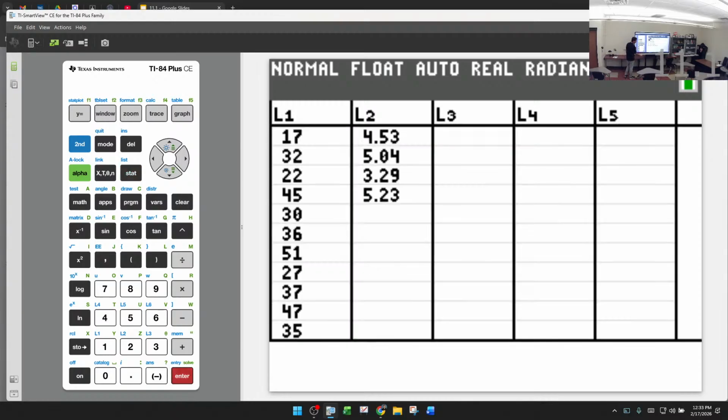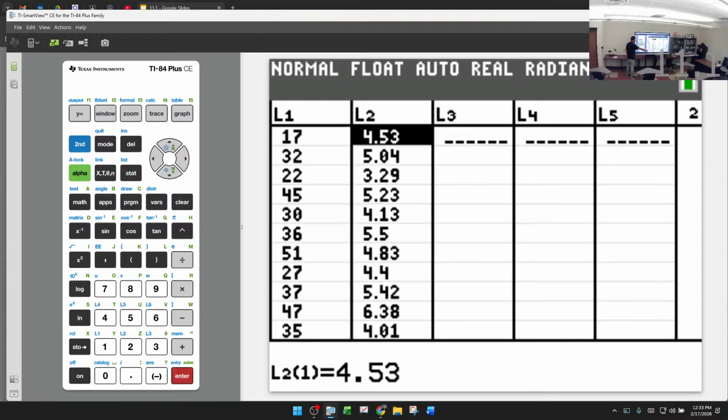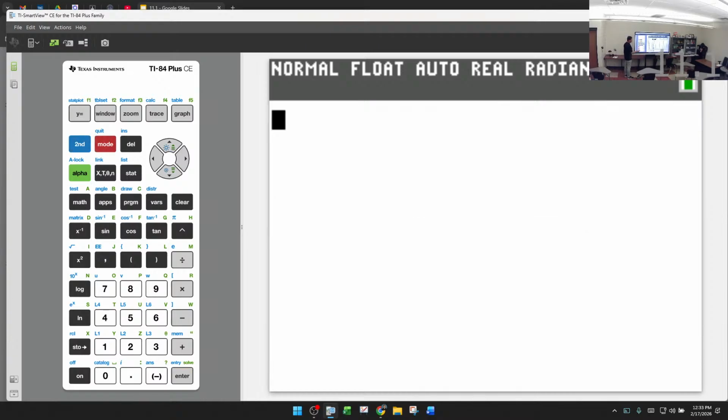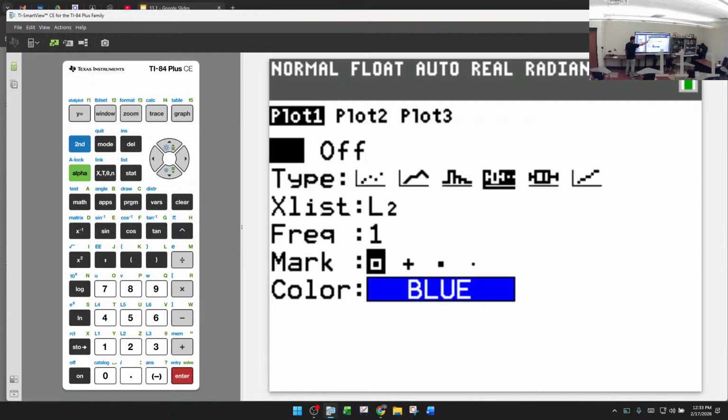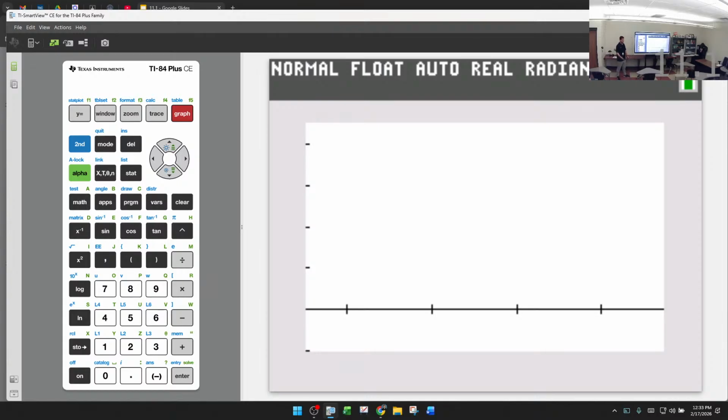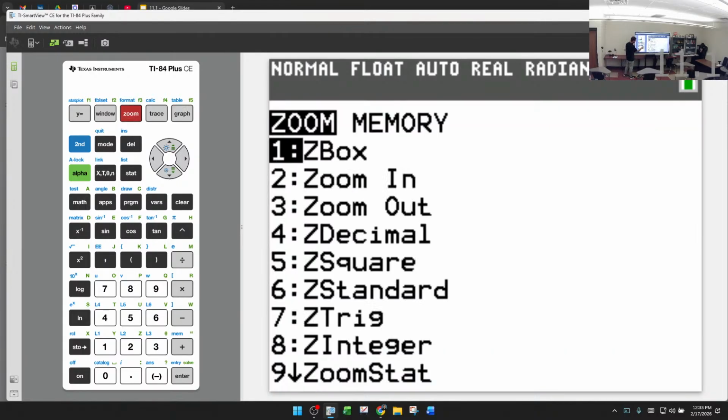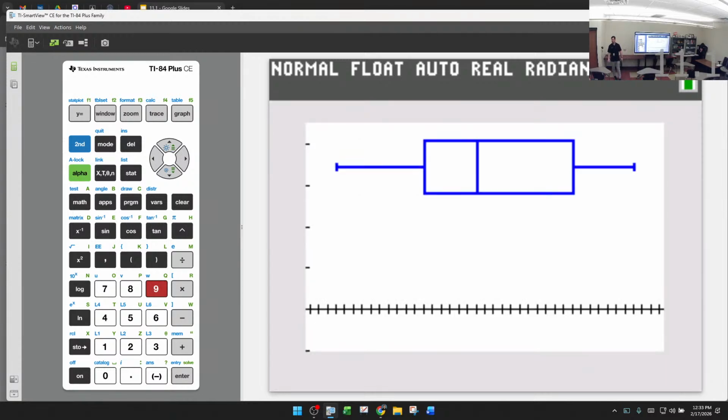Stat edit. There's the calculator, there's the battery data. Okay, so what's in there? I got it in mine already. Second Y equals. Graph it, turn it on, do the modified box plot. That one says L2. I don't want L2, I want L1. Shift L1. Okay, graph, probably won't see it. Zoom 9. There it is, beautiful.